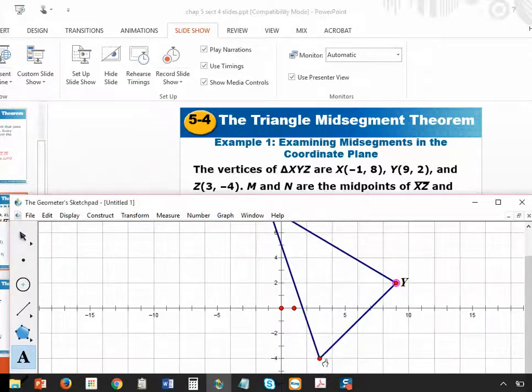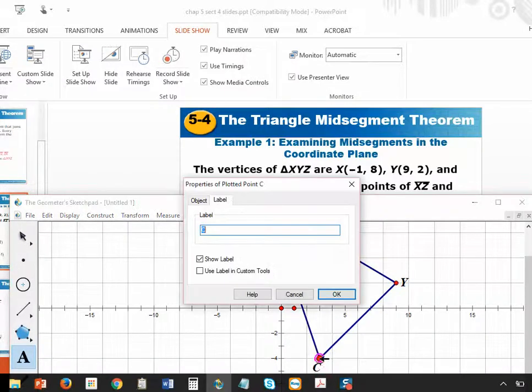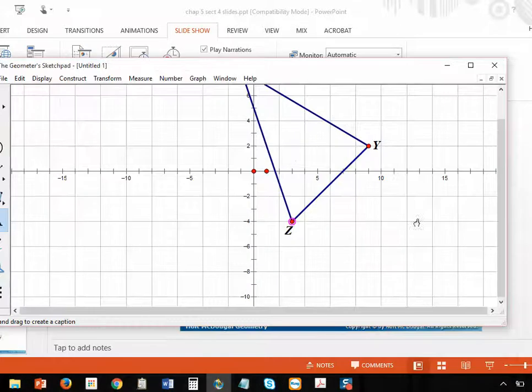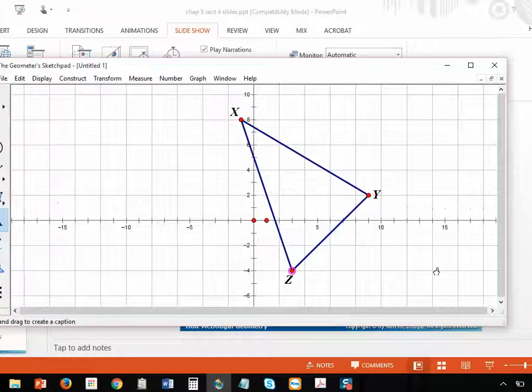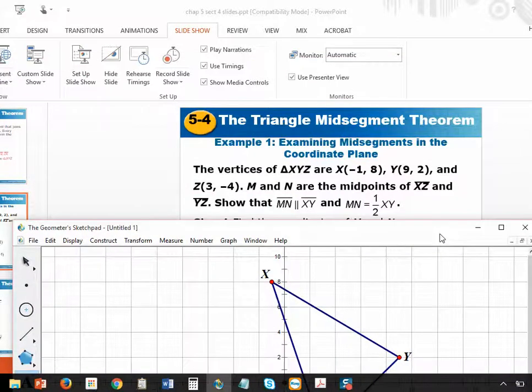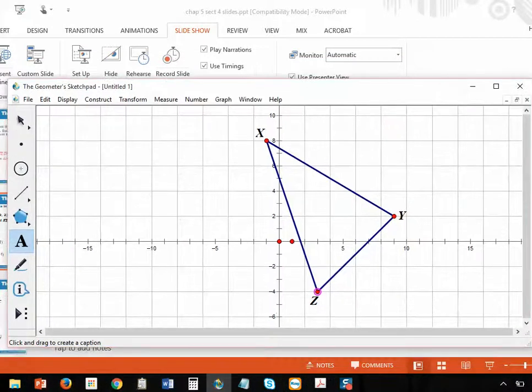And this one down here is Z. All right, so here we have our triangle drawn. Now they're telling us that M is the midpoint of XZ. So I'm going to make the midpoint of XZ.